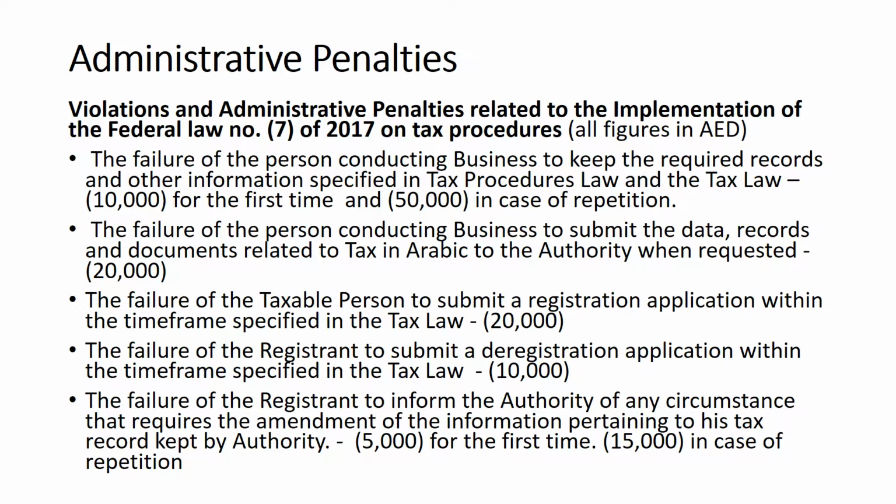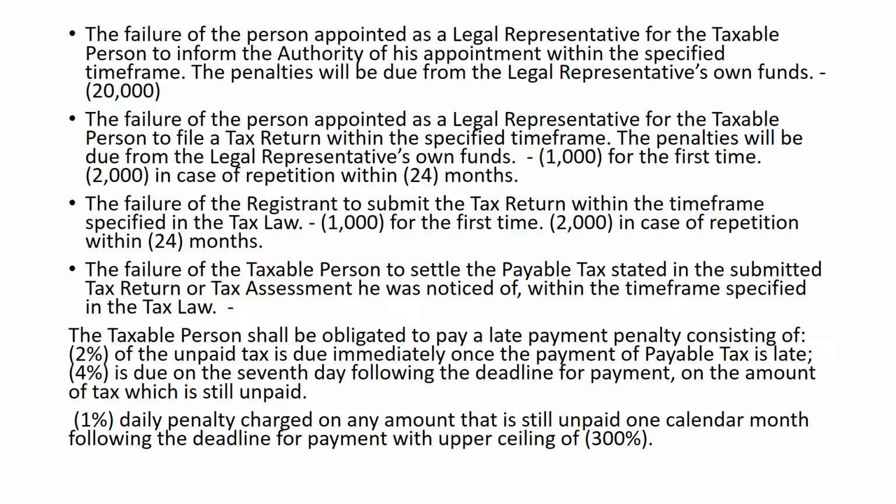The failure of the taxable person to submit a registration application within the time frame specified in the tax law, which I have mentioned in my other videos, is 20,000 dirhams. The failure of the registrant to submit a deregistration application within the time frame specified in the tax law is 10,000 dirhams. The failure of the registrant to inform the authority of any circumstance that requires the amendment of the information pertaining to his tax record kept by the authority is 5,000 for the first time and 15,000 in case of repetition. So you have to be very clear on what all you have to do, or else you are going to pay a good amount. You have to have a good understanding of your taxes, or else you will be paying a good amount.